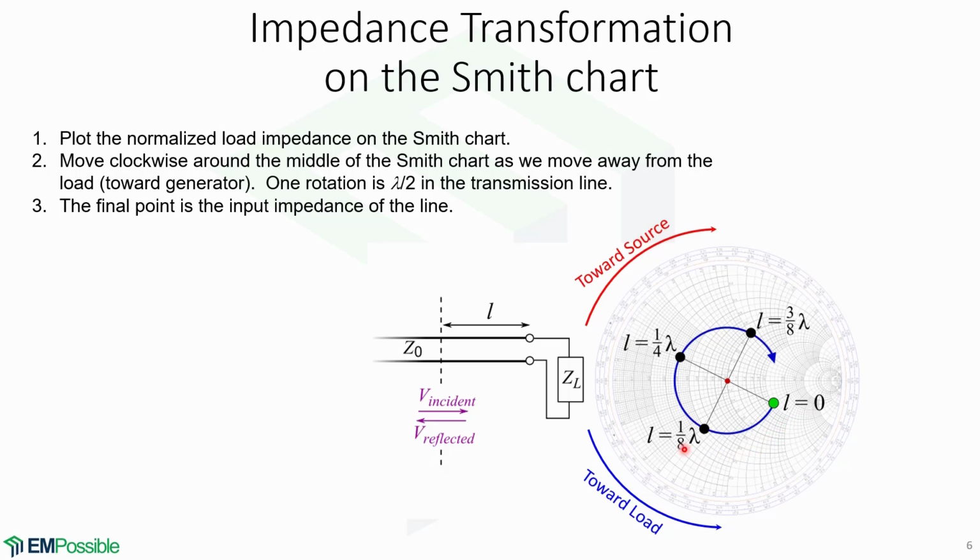Remember that one full rotation is moving half a wavelength in the transmission line. The final point is the input impedance on the line in terms of wavelengths. You can help yourself by looking at the outer circles to see how many wavelengths you are traversing along the Smith chart.